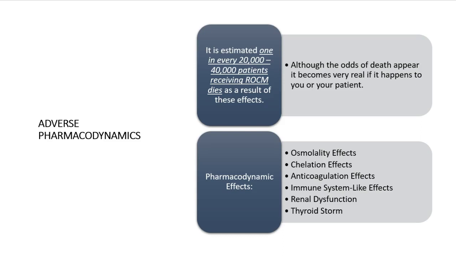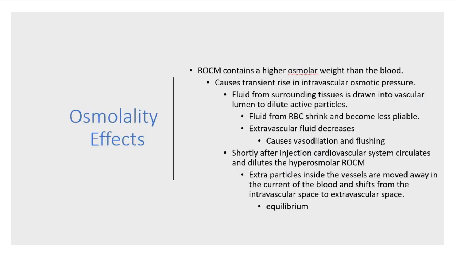So pharmacodynamic effects: there are osmolality effects, chelation effects, anticoagulant effects, immune system-like effects, renal dysfunction, and what they call thyroid storm. Osmolality effects are where the contrast contains a higher osmolar weight than the blood. It causes a transient rise in intravascular osmotic pressure, and fluid from the surrounding tissues is drawn into the vascular lumen to dilute the active particles. Fluid from the red blood cells shrinks them and they become less pliable, so that's not good. Extravascular fluid decreases, causing vasodilation and flushing.